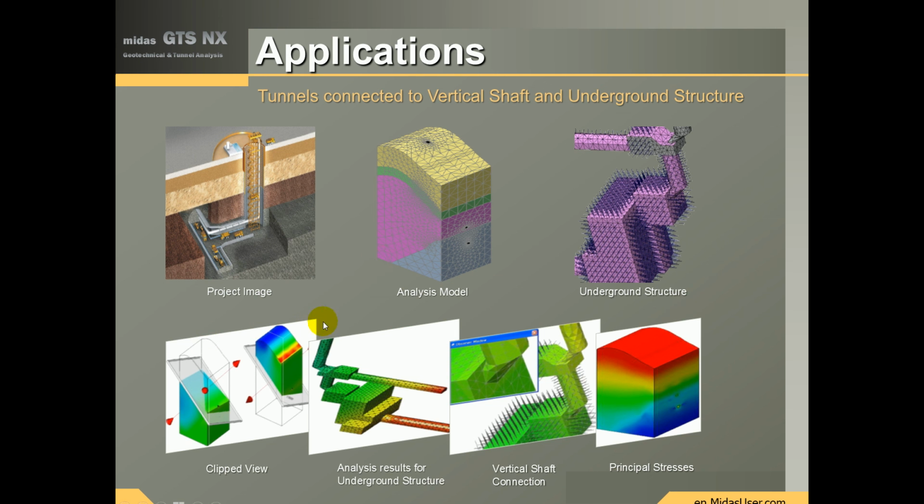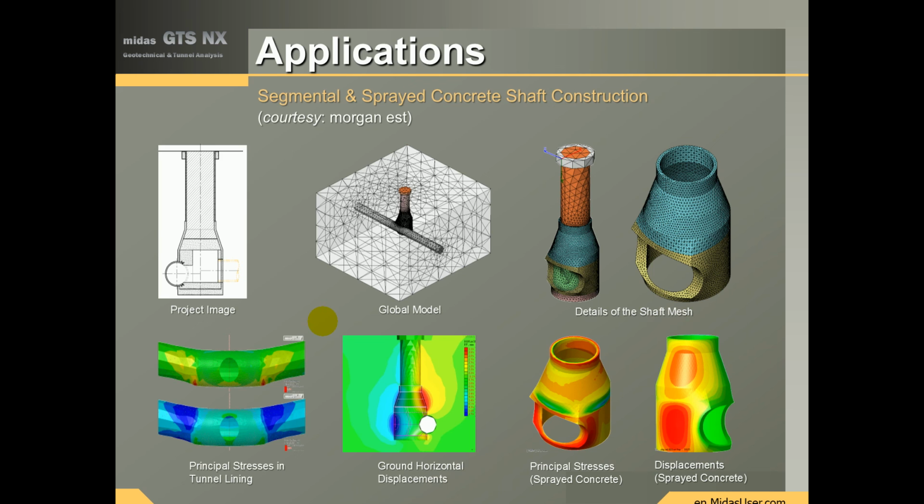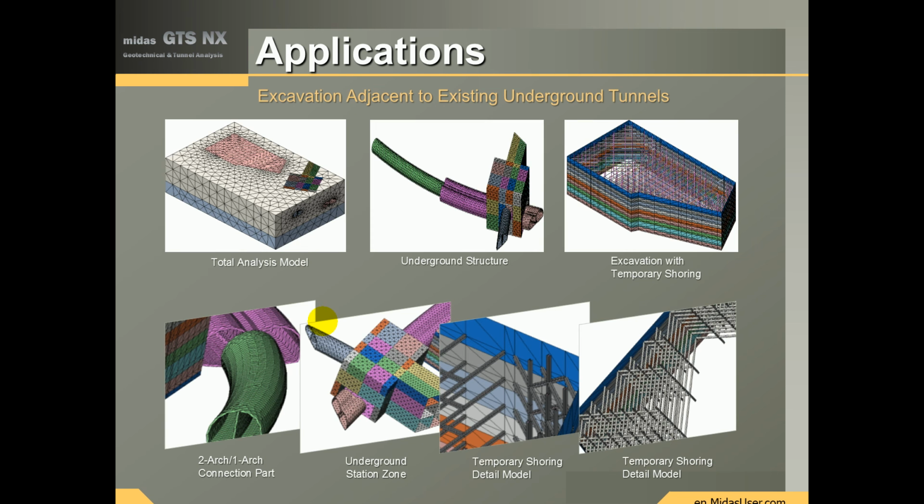So a project image just illustrating that, and then you've obviously got the shaft with all the rock bolts and everything. So the King's Cross station with the sprayed concrete lining. The construction stages going on there. Excavation adjacent to existing underground tunnels, so large excavations being carried out, and we can actually see the effects of vibration in trains as well.